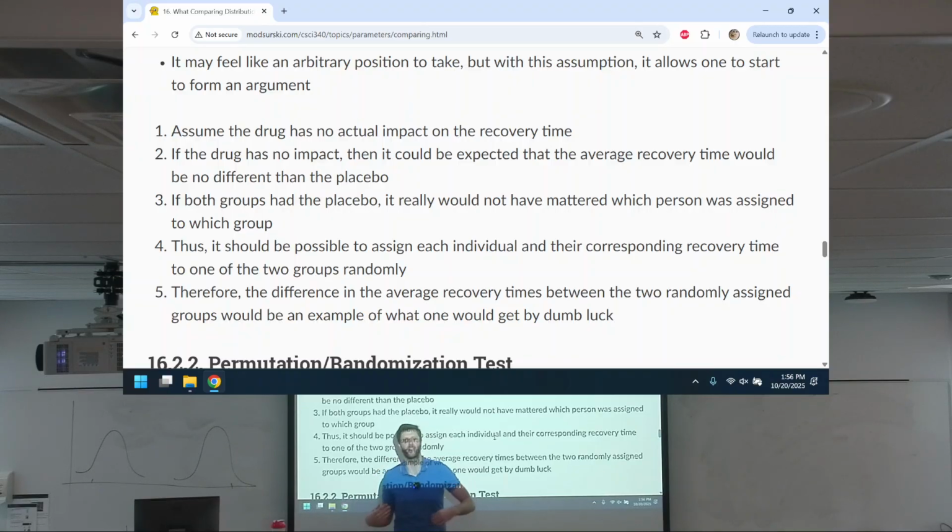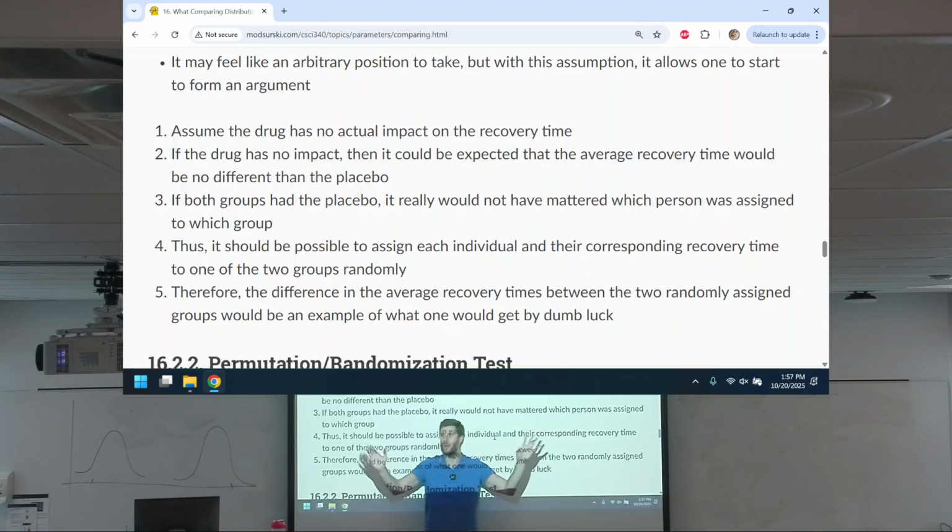We start by assuming this to frame the question, and then we will eventually check if our assumption was right or wrong, okay? That's what the p-value gets us to, but we're getting there. But is that point clear? If the drug had no difference, I might as well have given both groups a placebo, right? And if I gave both groups the same placebo, would it have mattered who was in which group?